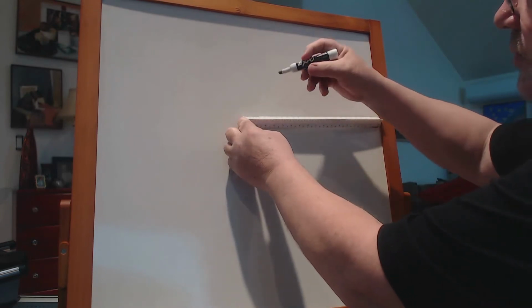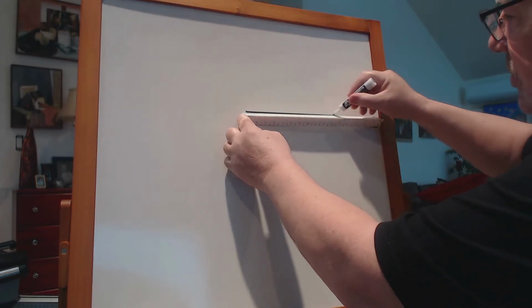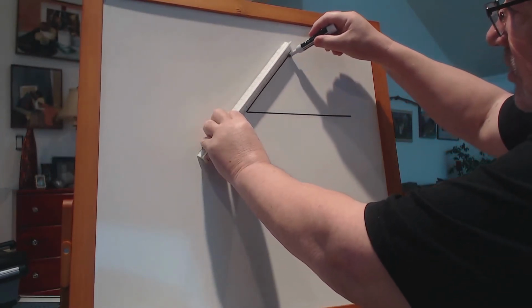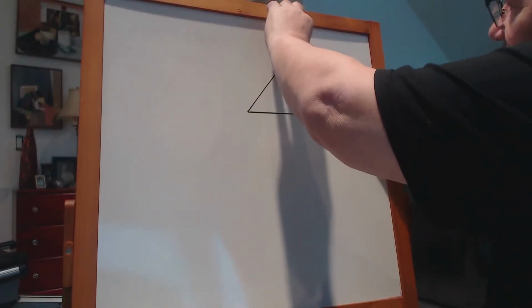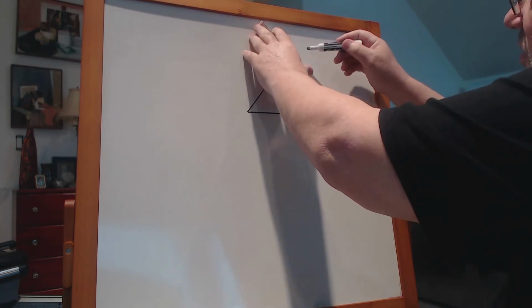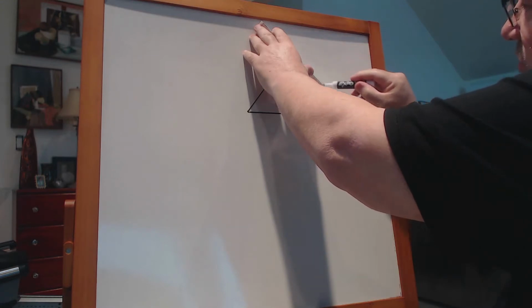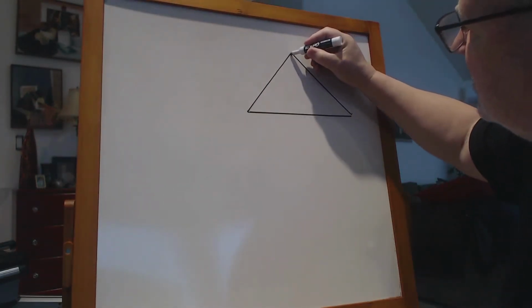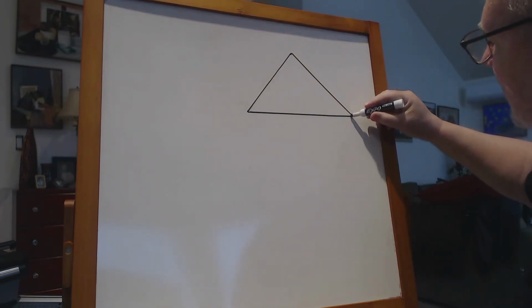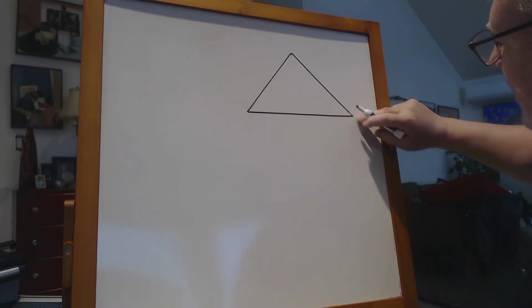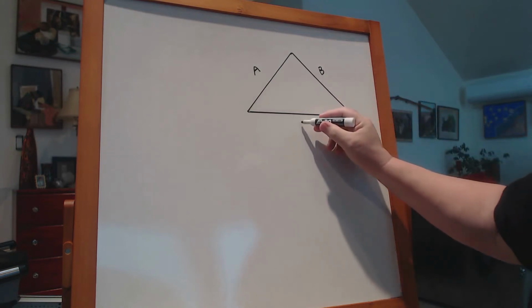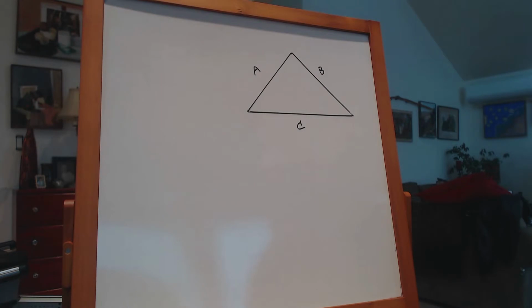So let's draw a triangle. We'll make it a scalene triangle so that none of the sides are equal. See if I can do this without screwing it up. Okay. So we have sides A, B, C, and that's all we're given.